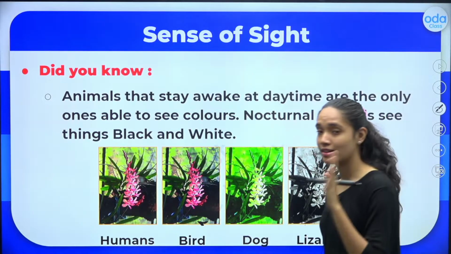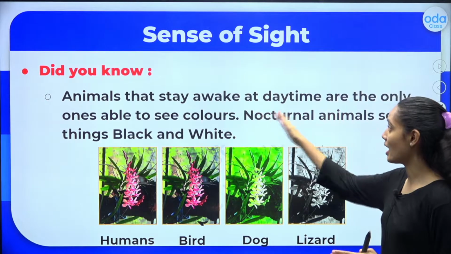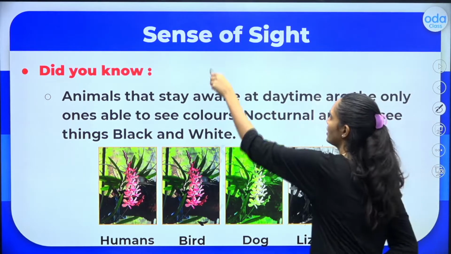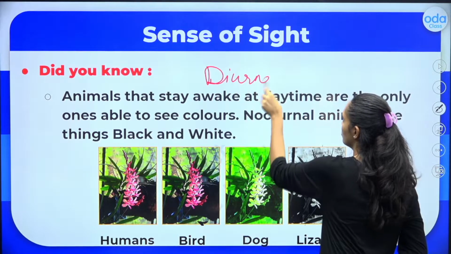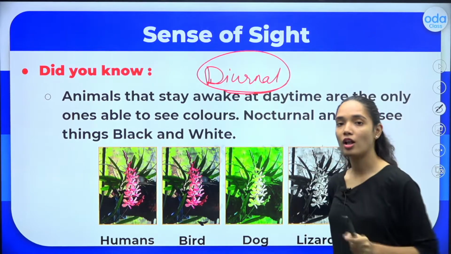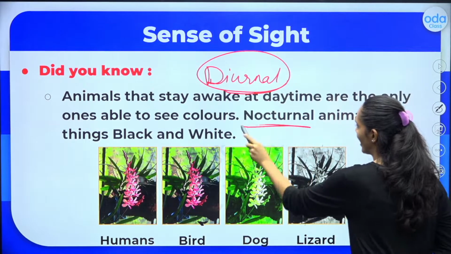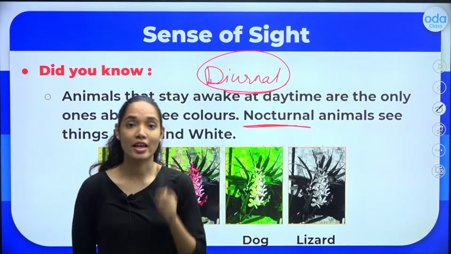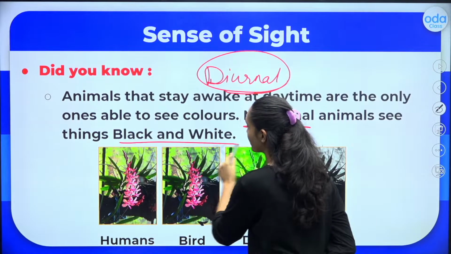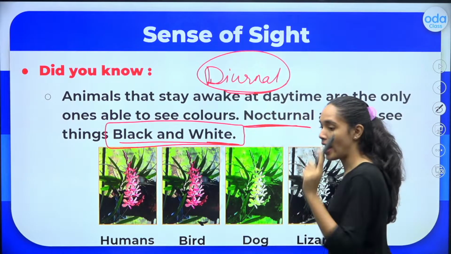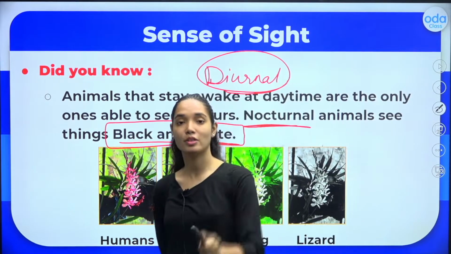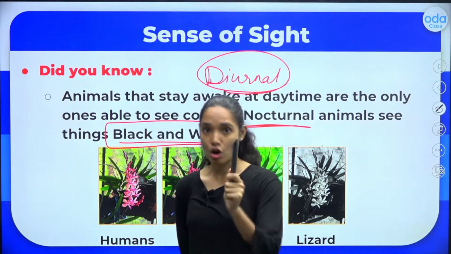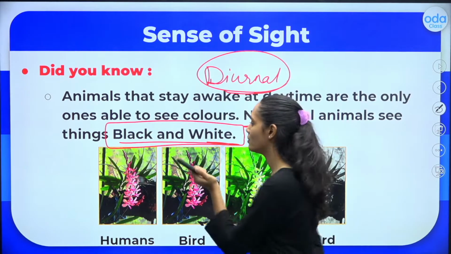Okay? So students, did you know animals that stay awake at daytime are the only ones that are able to see colors? That's nothing but diurnal animals. These animals are able to see all the colors, whereas the nocturnal animals, who are nocturnal animals? Who stay awake during night. So these animals can only see things in black and white. Always remember, animals that stay awake in daytime are able to see the colors, whereas the animals that stay awake during night, nocturnal animals, are able to see things only in black and white.